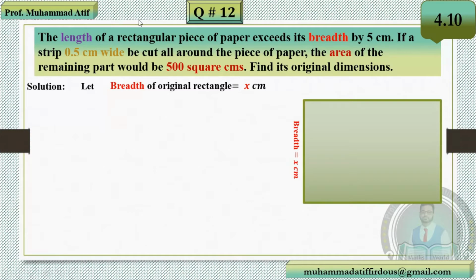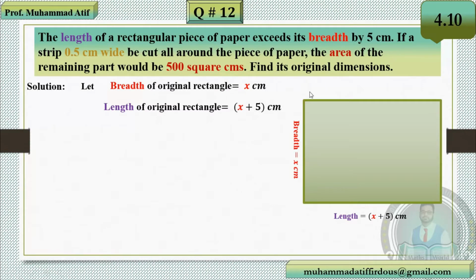Then what will be the length of this rectangle? Yes, it must be 5 centimeters more. So we already have x, just add 5 to this x. So your length is equal to x plus 5 centimeters. The length of a rectangular piece of paper exceeds its breadth by 5 centimeters.